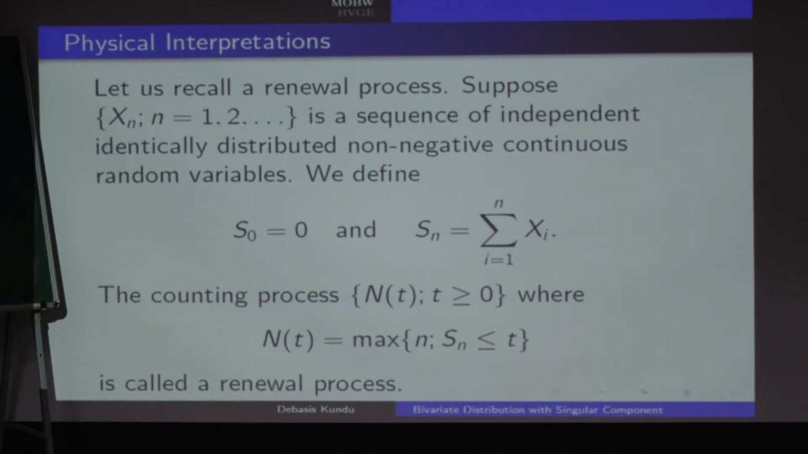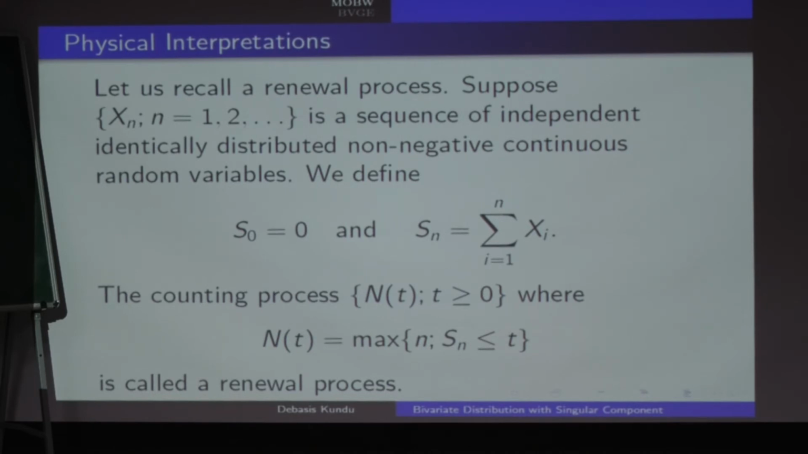Again, it's very simple. Suppose you have a sequence of independent, identically distributed, non-negative, continuous random variables. Basically, I'm looking at these as the lifetimes of items. Just think of it this way: as long as something fails, I replace it by another one, with an identical equivalent item.